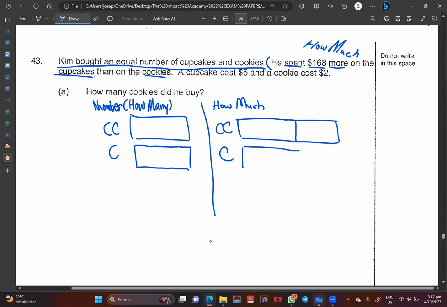Okay, can you see this? This is 168. Make sense? Now, what we know for sure, did you realize, I asked you how many cupcakes over here, you will tell me 1 unit, correct or not? How many cupcakes over here, you will tell me? True? They bought the same. You must understand that they bought the equal number of cupcakes and cookies.